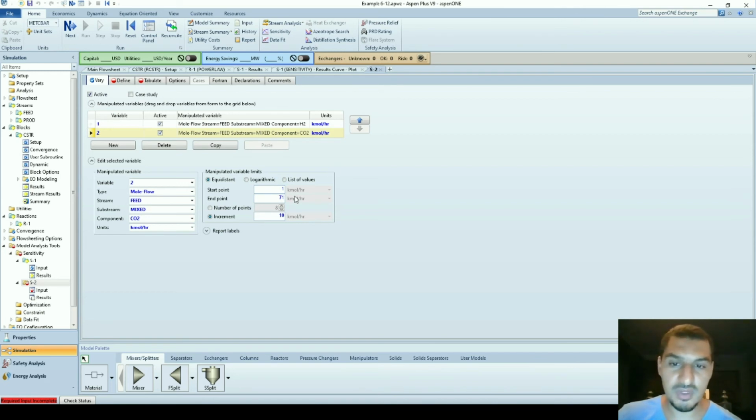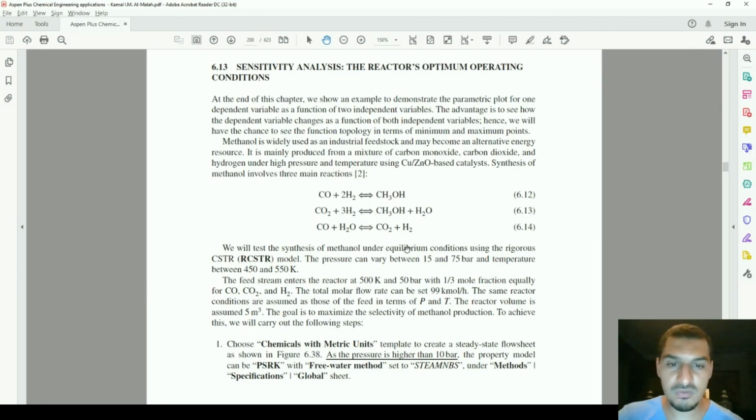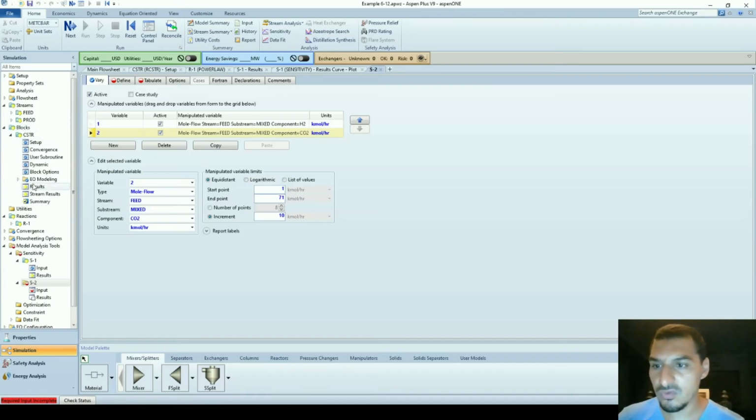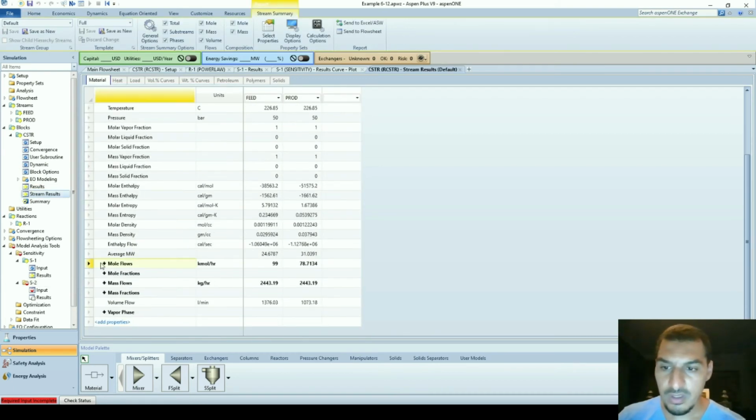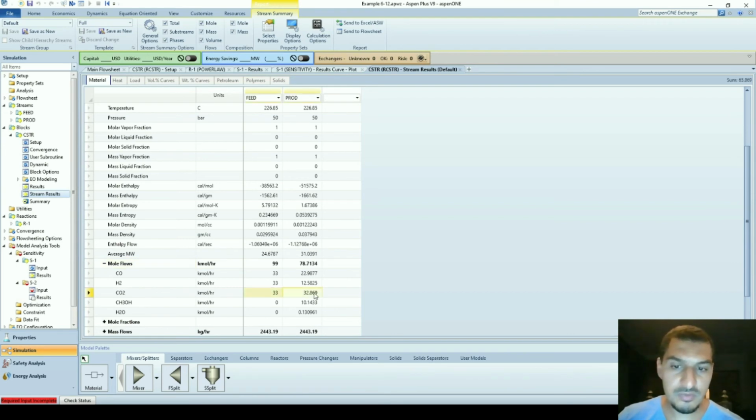But this is from my knowledge, because I solved it before, and because this might be something that we can expect here. From the results of the first run, we saw that the carbon dioxide amount was not changed a lot. We can check it again in the stream results of the CSTR. The carbon dioxide was slightly consumed. It was 33, and less than 0.2 kilomoles per hour were consumed.